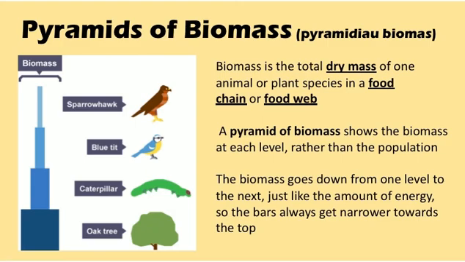The next type of pyramid we have to look at is the pyramid of biomass. The word biomass means the total dry mass of one animal or plant species in a food chain or food web. So a pyramid of biomass shows the biomass at each level rather than the population that we would see in a pyramid of number. The biomass goes down from one level to the next, just like the amount of energy would, so the bars always get narrower towards the top.